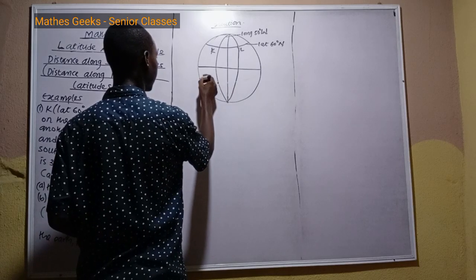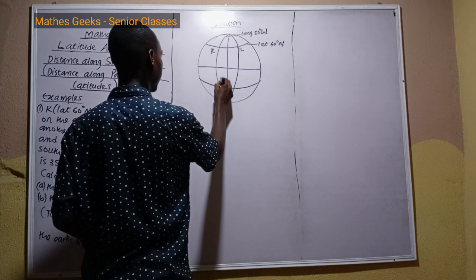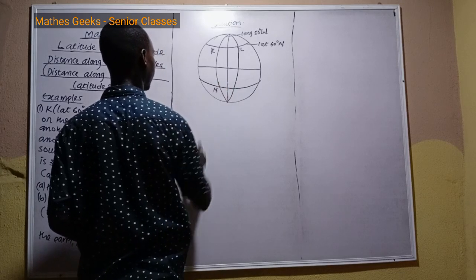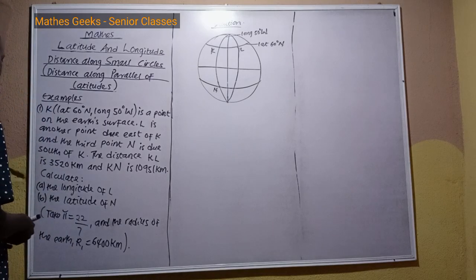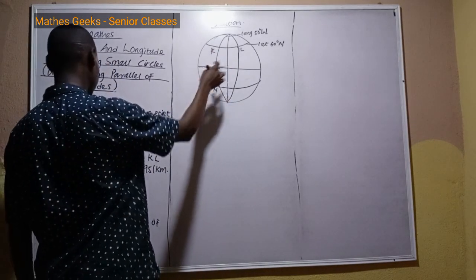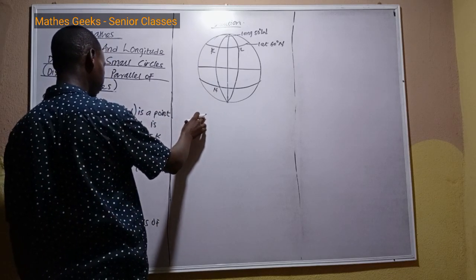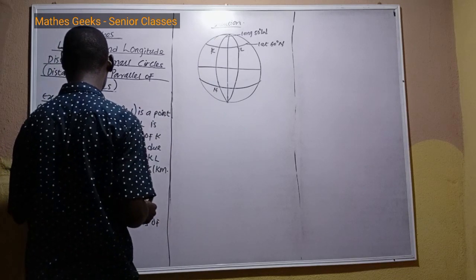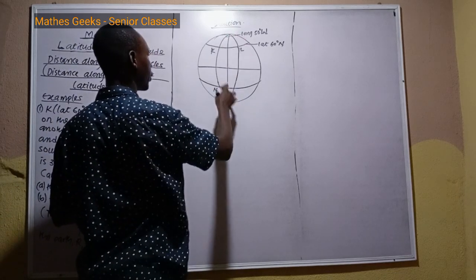Let's draw. So due south of K, this point N. Now the question says the distance KL is 3,520 kilometers and KN is 1,951 kilometers. Calculate A, the longitude of L. So that's this line, longitude of L.